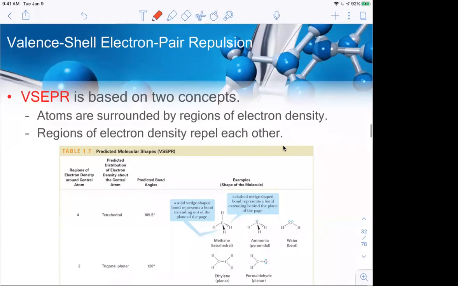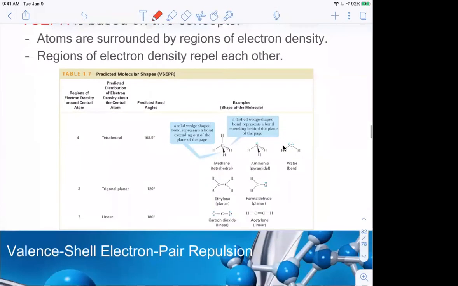So just as a review, valence shell electron pair repulsion theory is based on 2 concepts. Atoms are surrounded by regions of electron density, or electron groups. Those are synonymous terms. And these regions of electron density repel each other because electrons are negatively charged. So areas of negatively charged electrons are going to repel other areas of negatively charged electrons. So again, this chart gives us the geometry that we need to know.